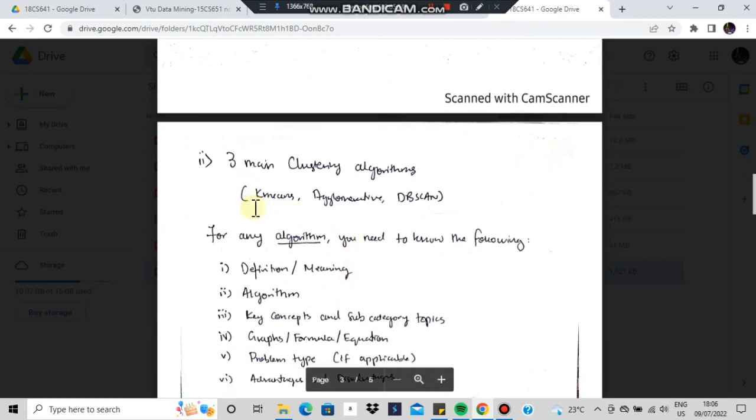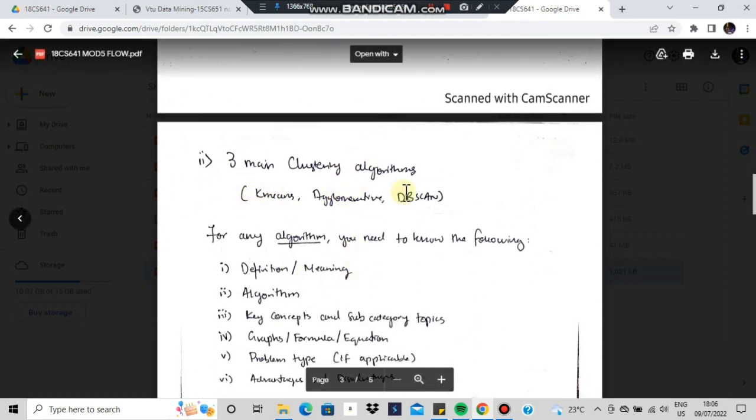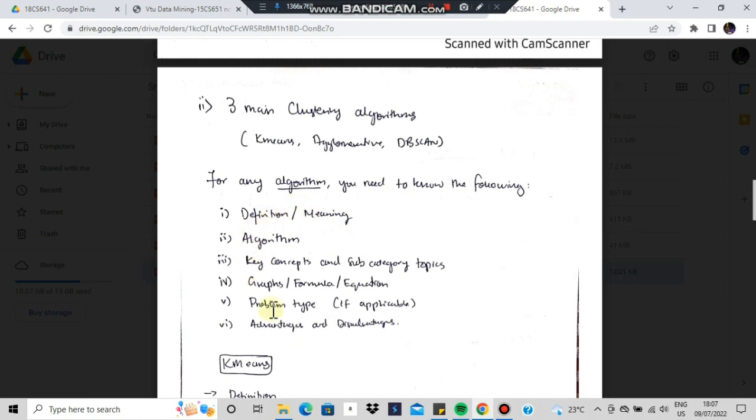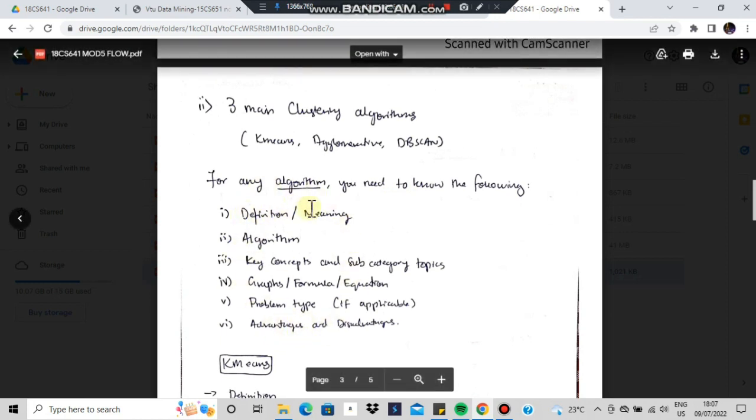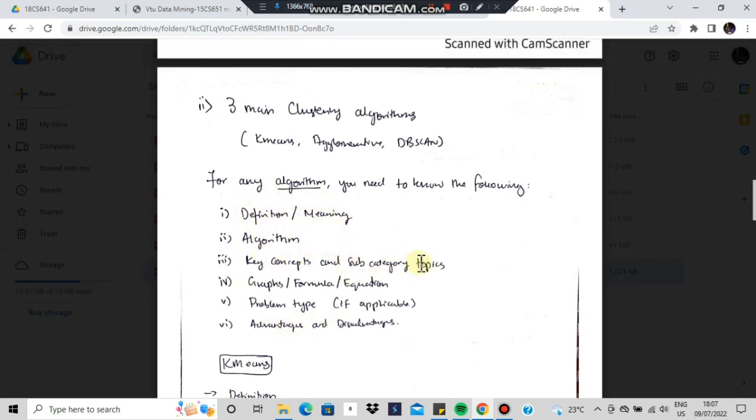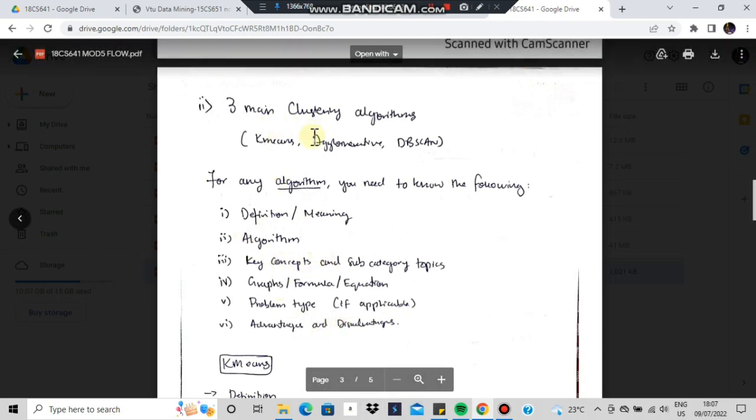Next chapter is the 3 main clustering algorithms: k-means, agglomerative, and DBSCAN. So keep in mind we need to know these things. Revising again: definition and meaning, algorithm, key concepts and subcategory topics, graphs, formula and equation, problem type if applicable, advantages and disadvantages. These are the things you need to keep in mind for each of these algorithms.